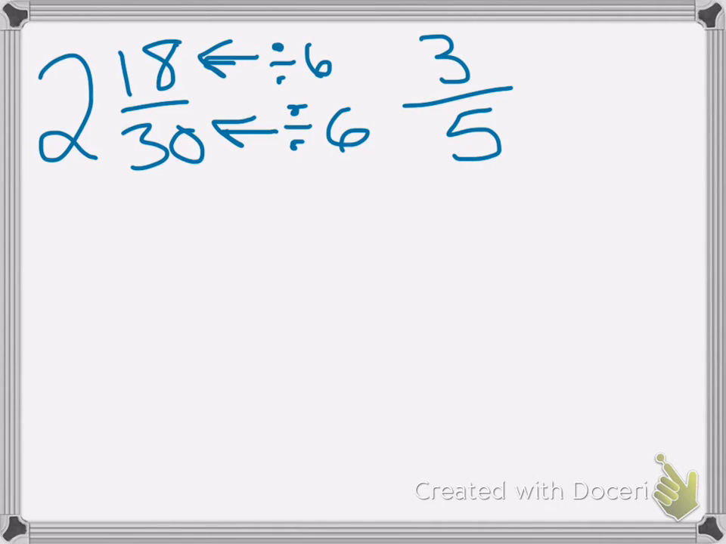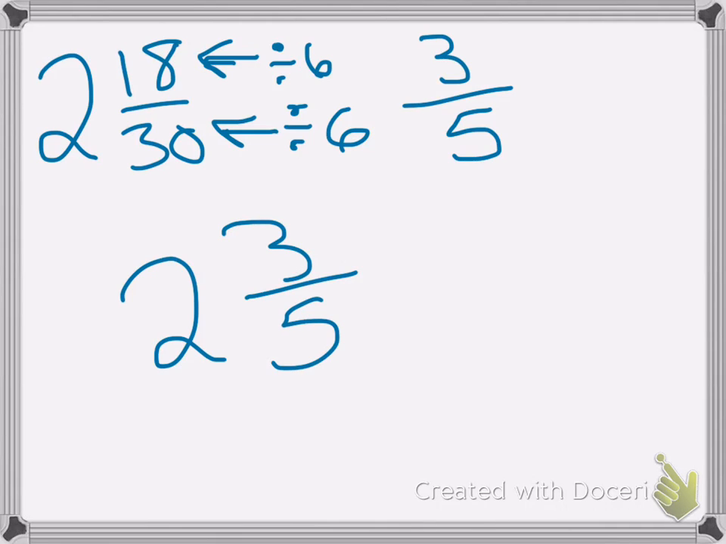If you wanted to, we can always use the 2 most common ones. And the 2 most common ones are 2 and 5. Usually you can divide by 2. And a lot of times you can divide by 5. So we're going to do this. And so you end up with an answer of 2 and 3/5.